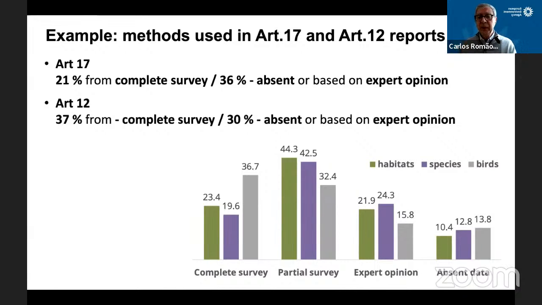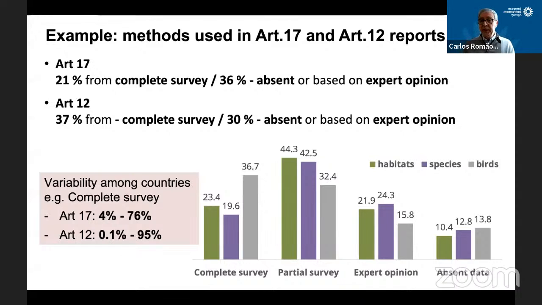This is just an example. The graph here groups the origin of the data from Article 17 on species and habitats and for birds. You can see that on the left, we have data that is coming from complete surveys. For the habitats and species of the Habitats Directive overall, this is only 21% of the data reported. And we have 36% of the data that is either absent, reported as unknown, or not reported at all, or that is purely based on expert opinion. For birds, and this is not a surprise, 37% comes from complete surveys, and we have a little bit less absent data and data coming from expert opinion.